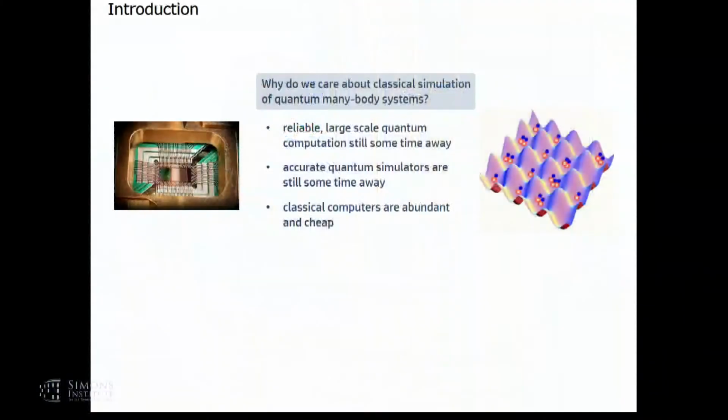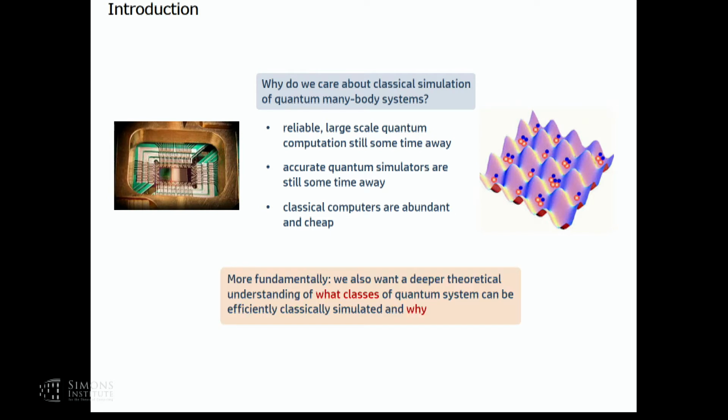So the first question we might ask is, why do we care about classical simulation? At least for the moment, quantum computers have made a lot of progress, quantum simulators have made a lot of progress, but they're still not quite there. And even if they do become much better, classical computers are still going to be more abundant and cheaper. So it really makes sense from a practical perspective to explore what can be done with classical simulation methods, even if these things do become much more feasible.